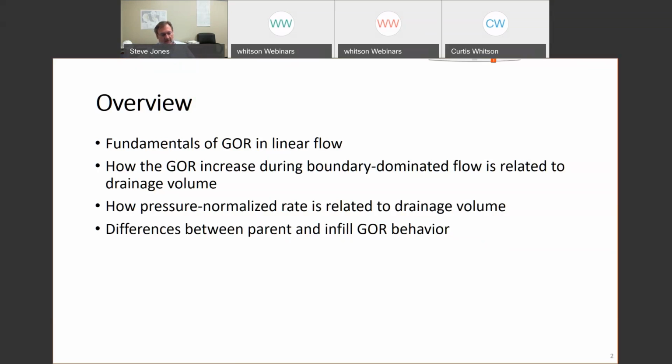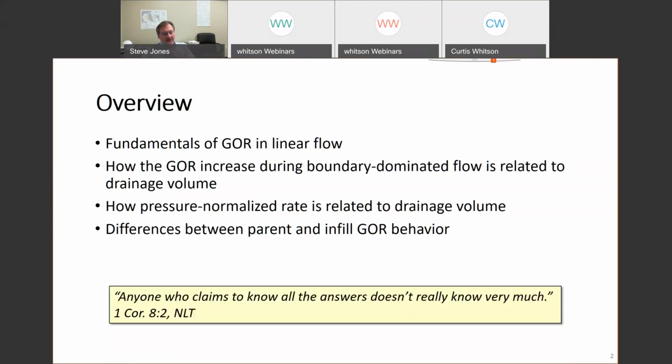And since we're going to be talking about spacing, I want to bring up the most important concept that you can have if you're going to deal with spacing, and many of you are well aware of this, and that is humility. Anyone who claims to know all the answers doesn't really know very much.